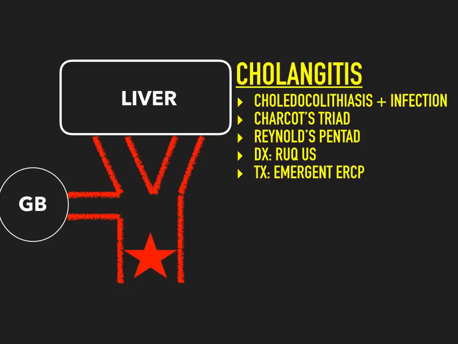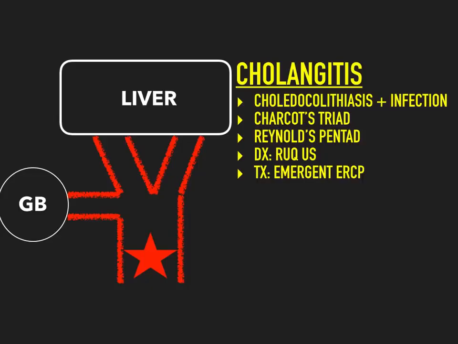To diagnose this, you do a right upper quadrant ultrasound. The patient's going to be in a ton of pain. You're really not going to want to mess with them. You're just going to get a non-invasive ultrasound. And then you treat this with an emergent ERCP. You have to take out that stone. It's got to go. The patient could go into shock and die, literally, if you don't get this out. And that's why cholangitis is the most severe of these four.